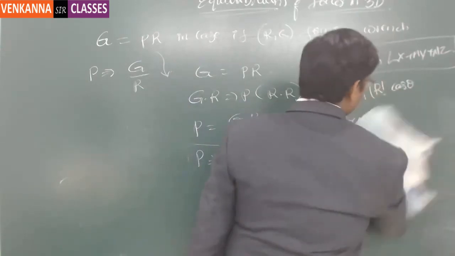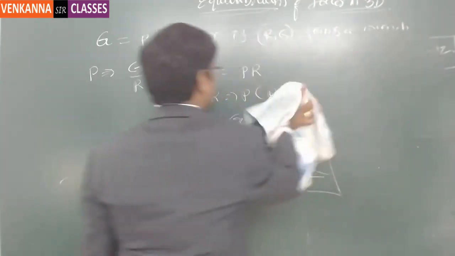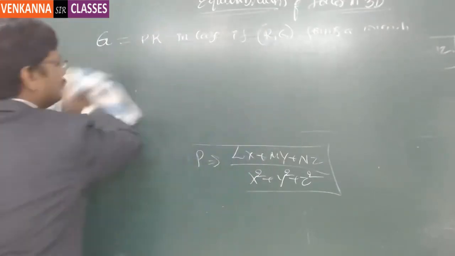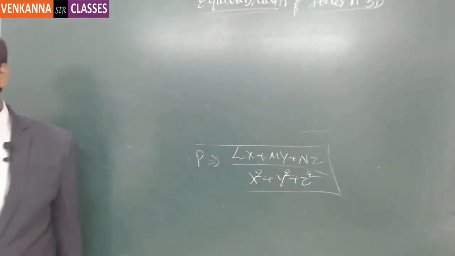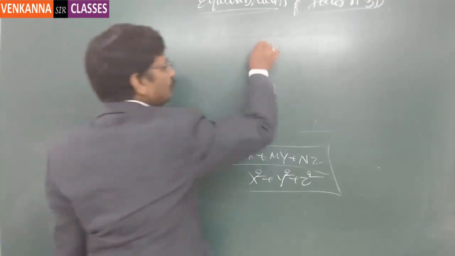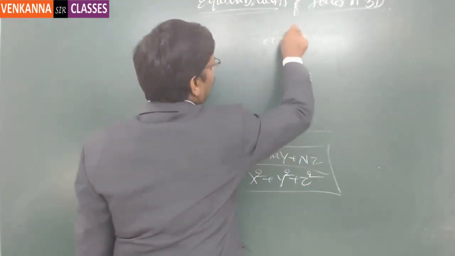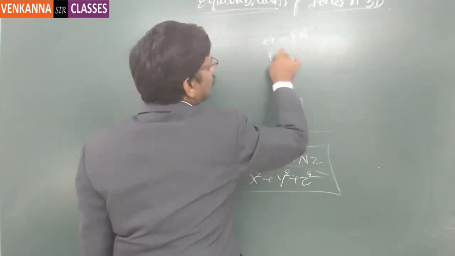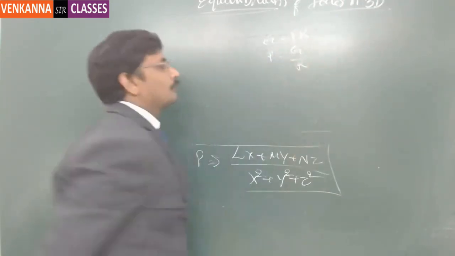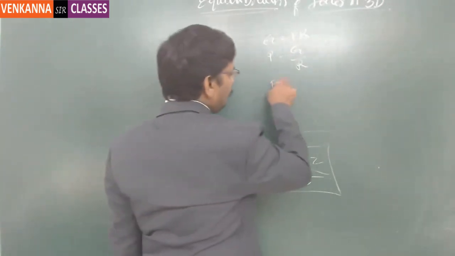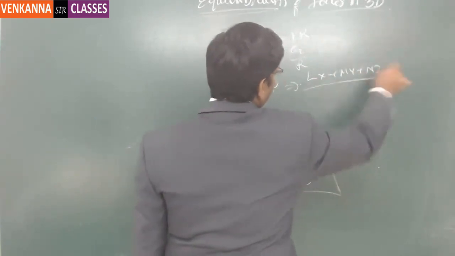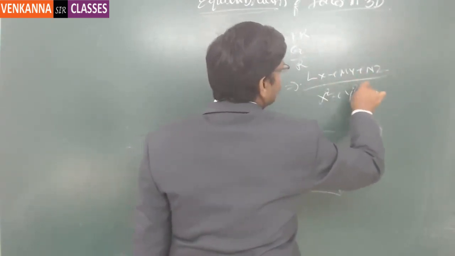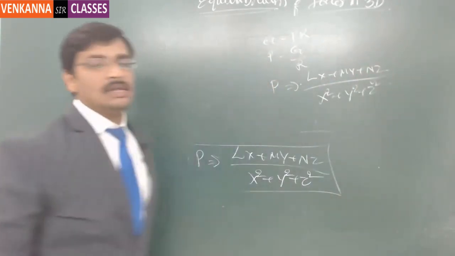So if the pitch of the wrench is 0, then, as I explained yesterday, it results in a single force without any movement. If G is equal to PR, then P is equal to G by R. And the same P value, we proved that P is equal to (Lx + My + Nz) divided by (x square plus y square plus z square). So both relations are for the calculation of P only.